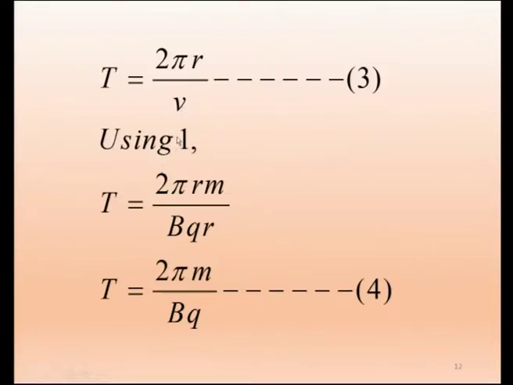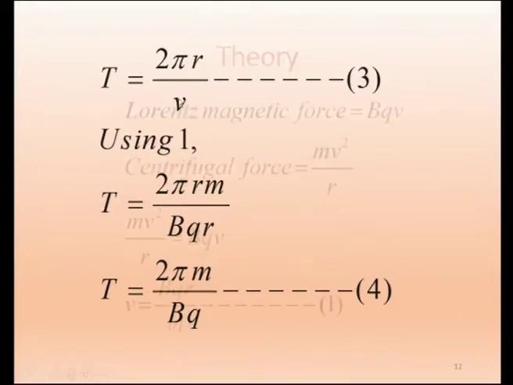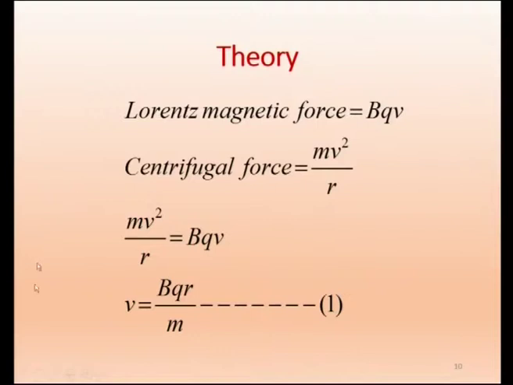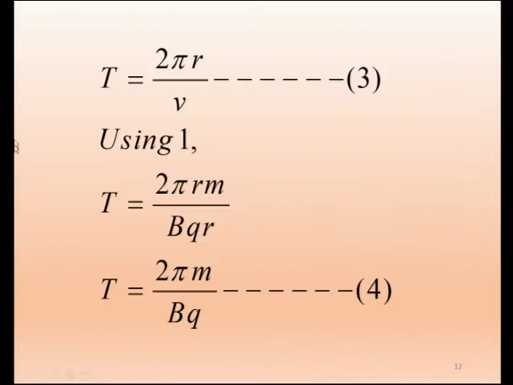I will go back to equation 1 to recall the velocity expression. Velocity is bqr by m. So that bqr by m is substituted here, and I get T equal to 2 pi, r gets cancelled, so 2 pi m by bq. So this must be the period of the oscillator in order to have synchronization. So that is the period.